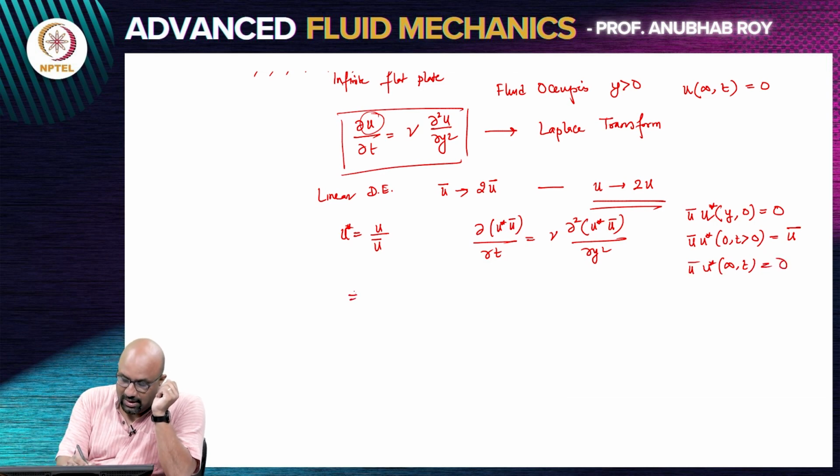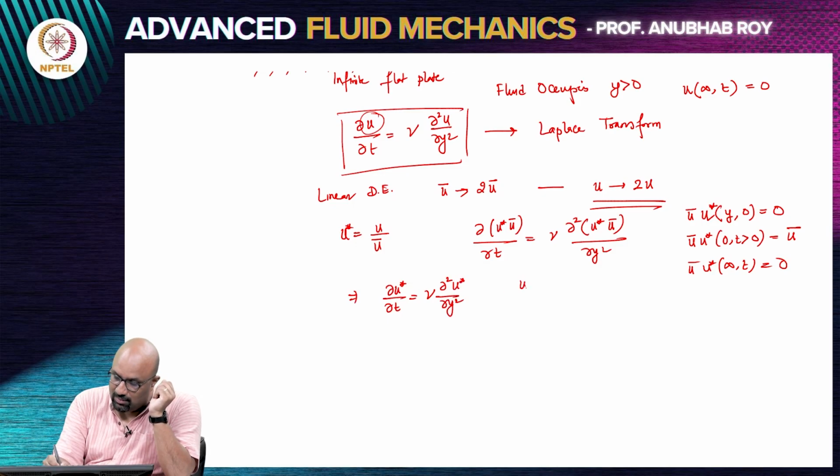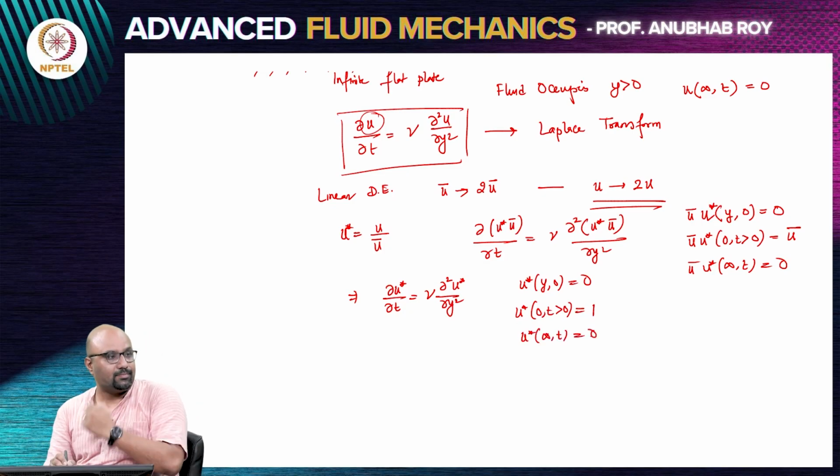So, which gives me an equation for this non-dimensional velocity, which is dou t of u star is nu dou square u star dou y square, with the boundary condition that u star at y equals 0 is 0, u star at the plate for all finite time is 1, and u star at infinity is equal to 0.